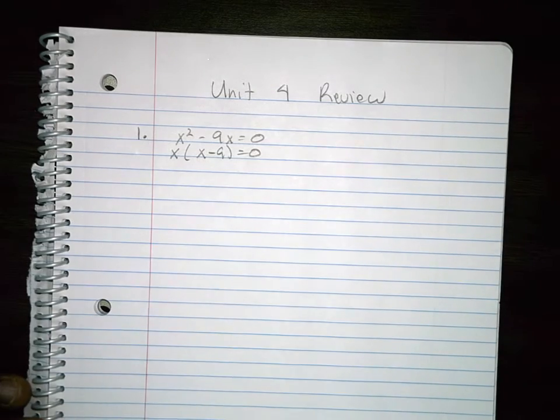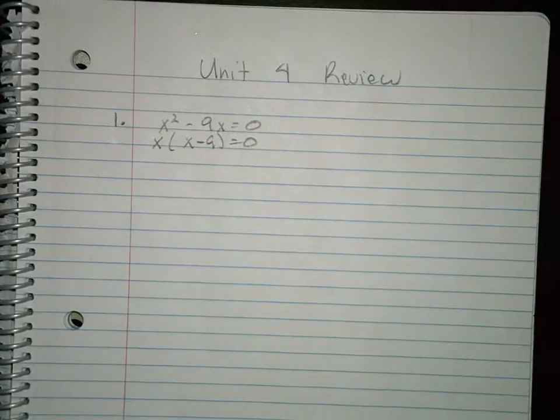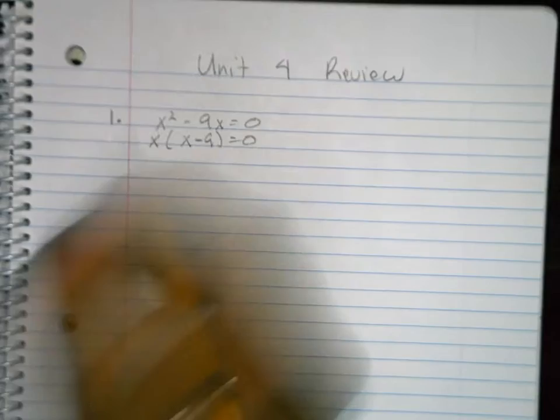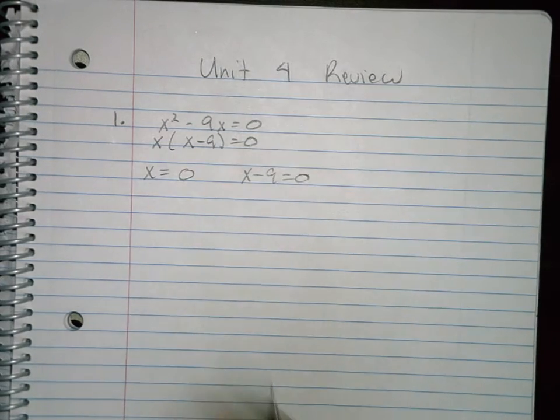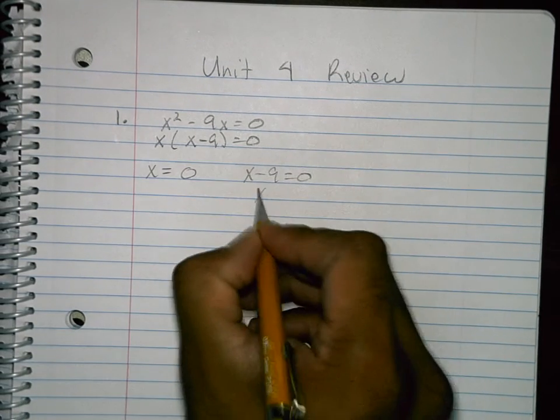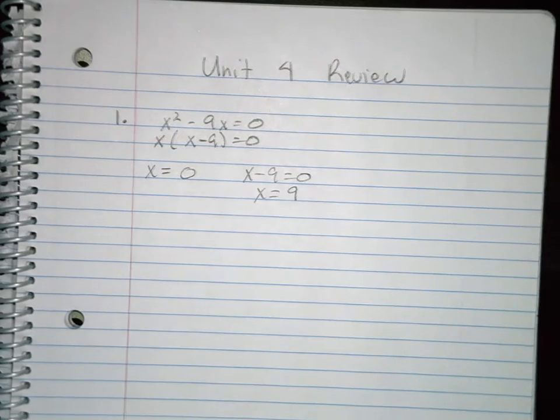And then after I factor, let me zoom that in one time. After I factor, I take the factors and set those equal to 0. So my answers are x equals 0 and x equals positive 9.